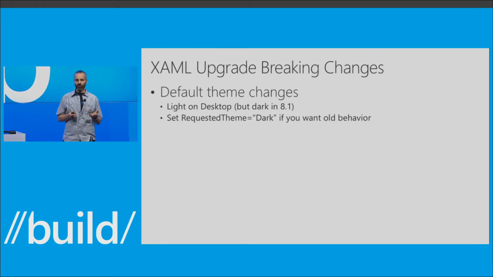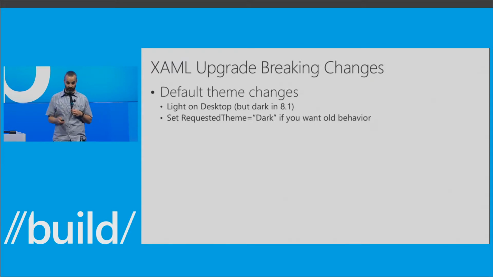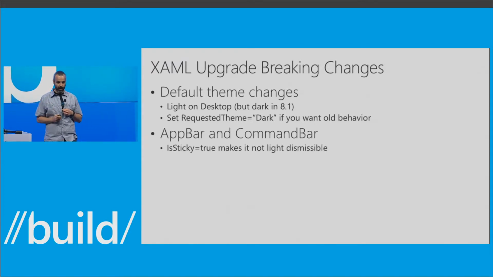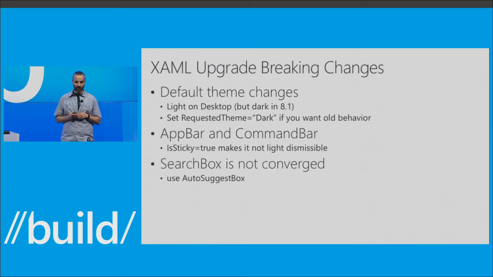And what we now do, though, is in the blank template, we actually set the default theme to light. We don't want you, when you're starting a new project, to have to deal with both themes right away. So deal with one, and then you can set whatever theme you want for your app, or leave it blank and let the system pick the theme for you. App bar and command bar, as they have converged, the behavior is slightly different. One of them I wanted to call out is when you set is sticky to true, it makes it not light dismissible as it was before.